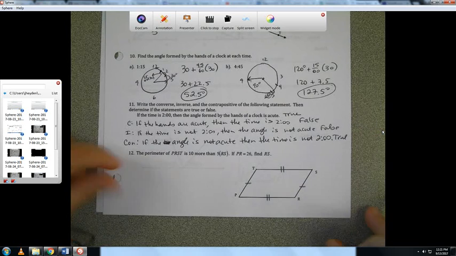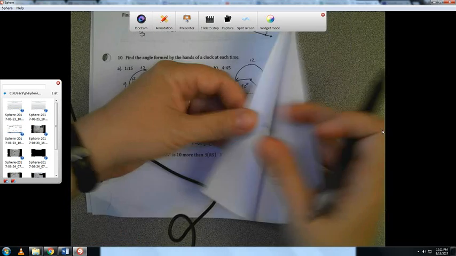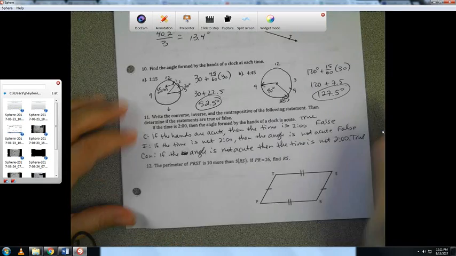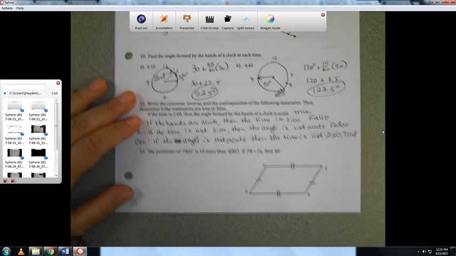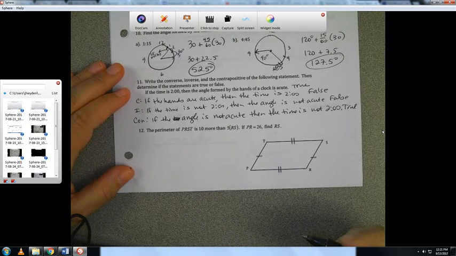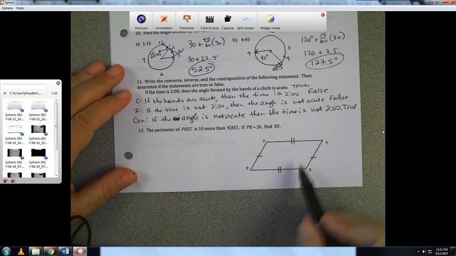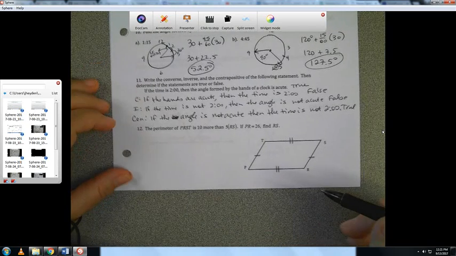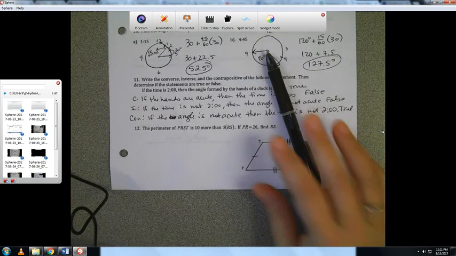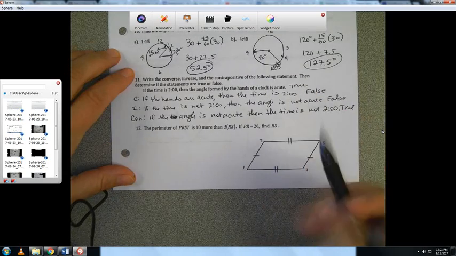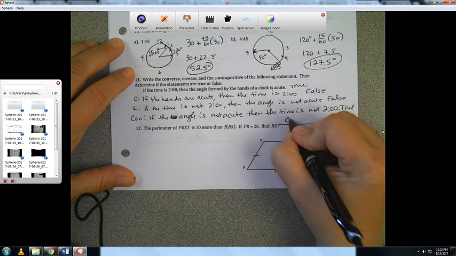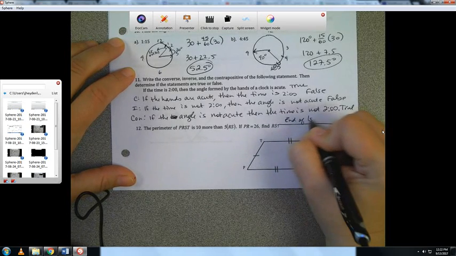Alright, I'm going to squeeze one more in. Can I squeeze one more in? One more. Perimeter. If the perimeter of PRST is 10 more than 5 times RS, actually I think I'm going to save this for another video. So we'll have a second video that starts at 12. So this is going to be the end of the first video. Okay.